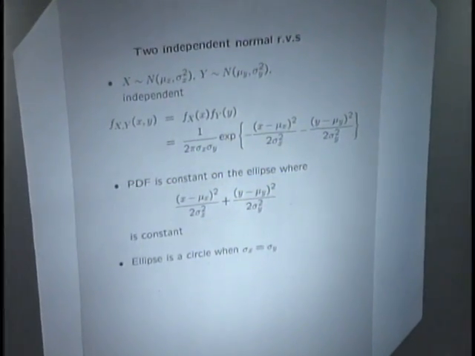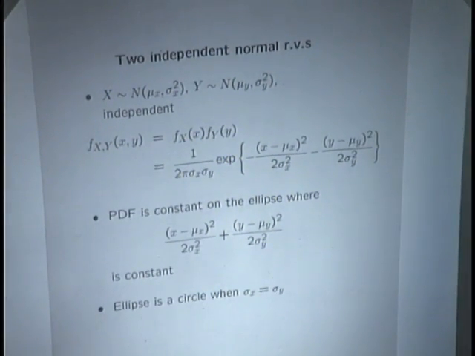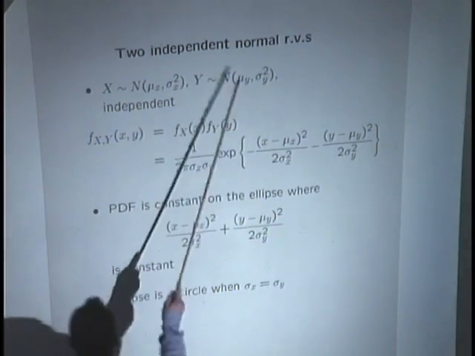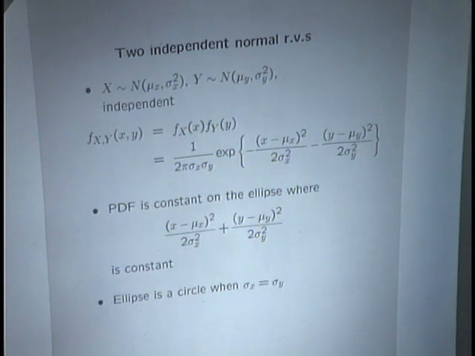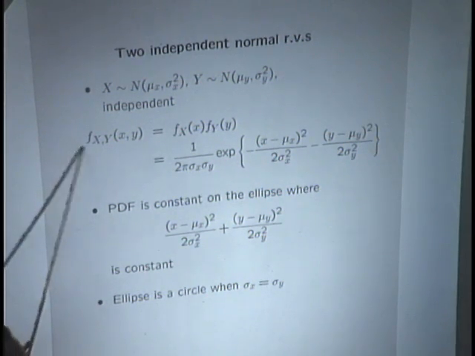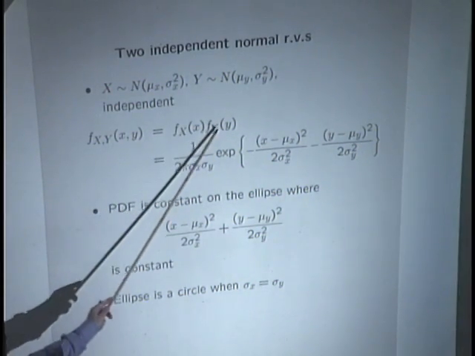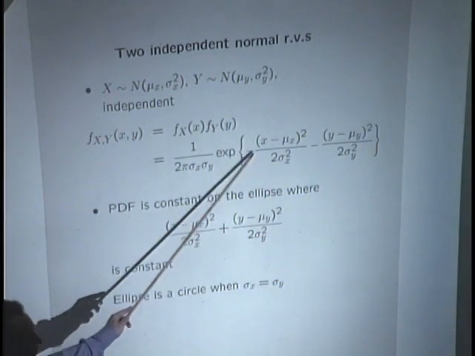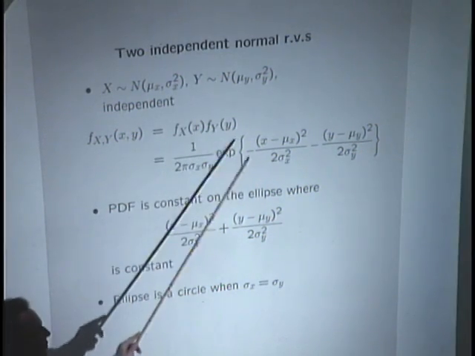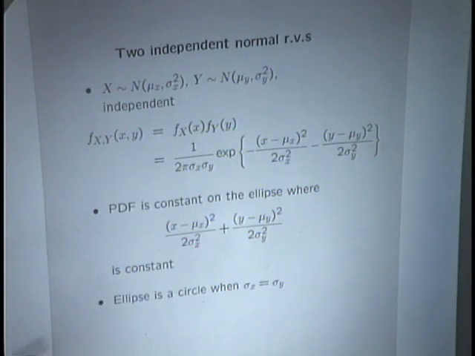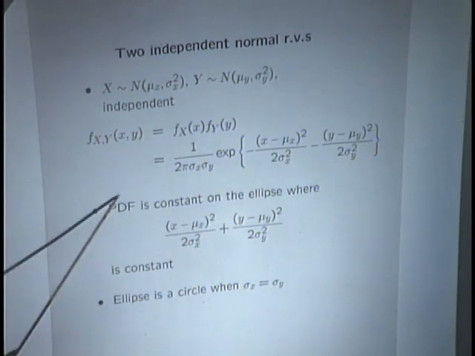There's not going to be anything deep here, but just something that's worth being familiar with. If you have two independent normal random variables with certain parameters, the question is, what does the joint PDF look like? So if they're independent, by definition, the joint PDF is the product of the individual PDFs. And the PDFs, each one of them involves an exponential of something. The product of two exponentials is the exponential of the sum. So you just add the exponents. So this is the formula for the joint PDF.